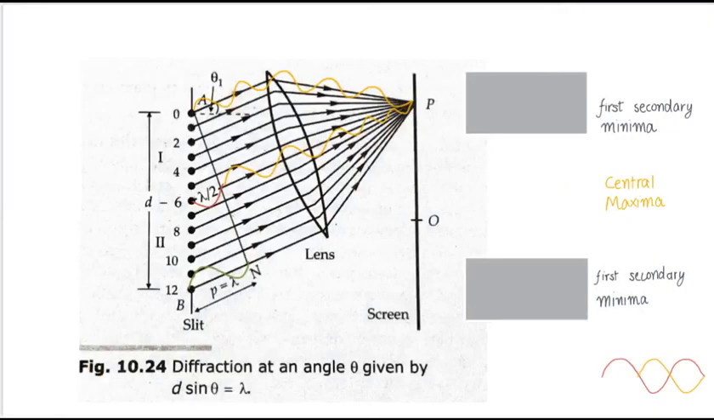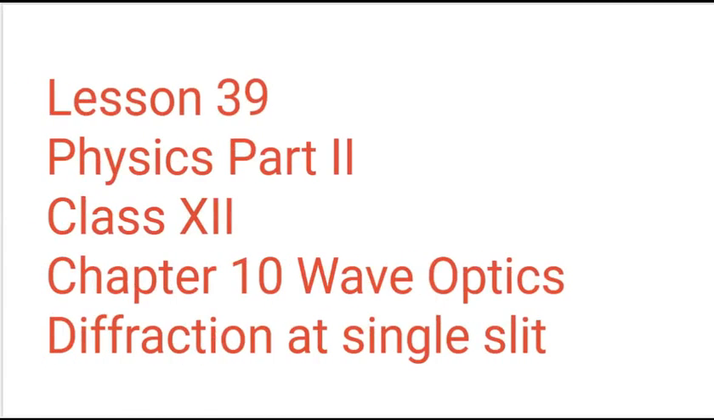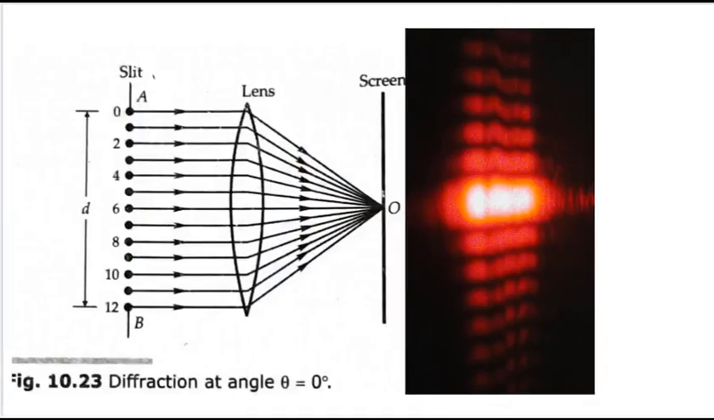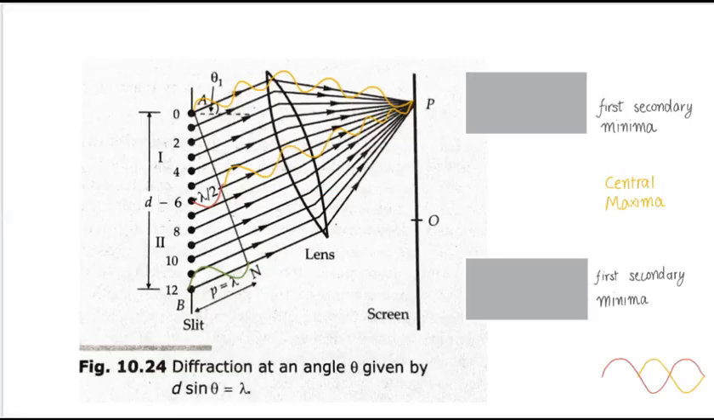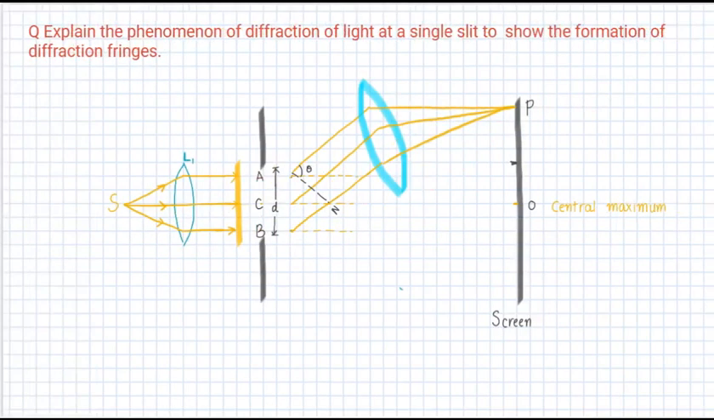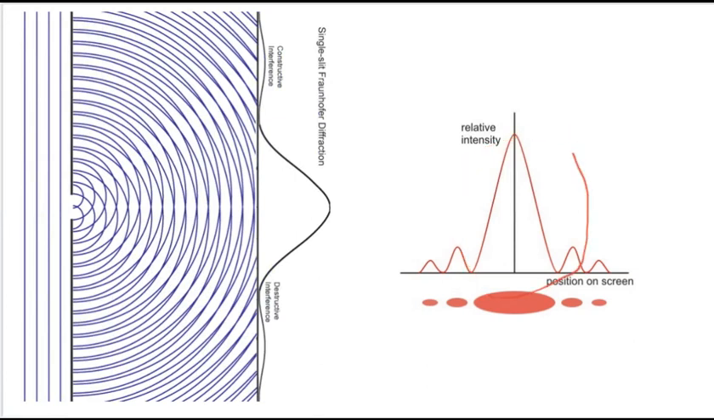These topics are not that much relevant from the board's perspective. The only thing important is the position of the maxima and minima, the position of your minima, the position of your maxima, the graph for the intensity, and what will be the width of this central maxima. Fine. That's all important for the board perspective, which I will be doing in my next class.